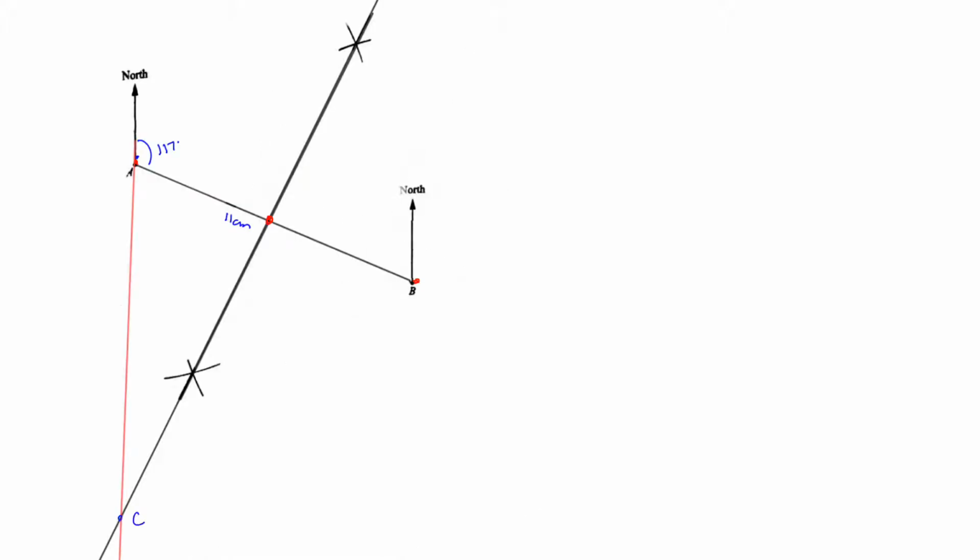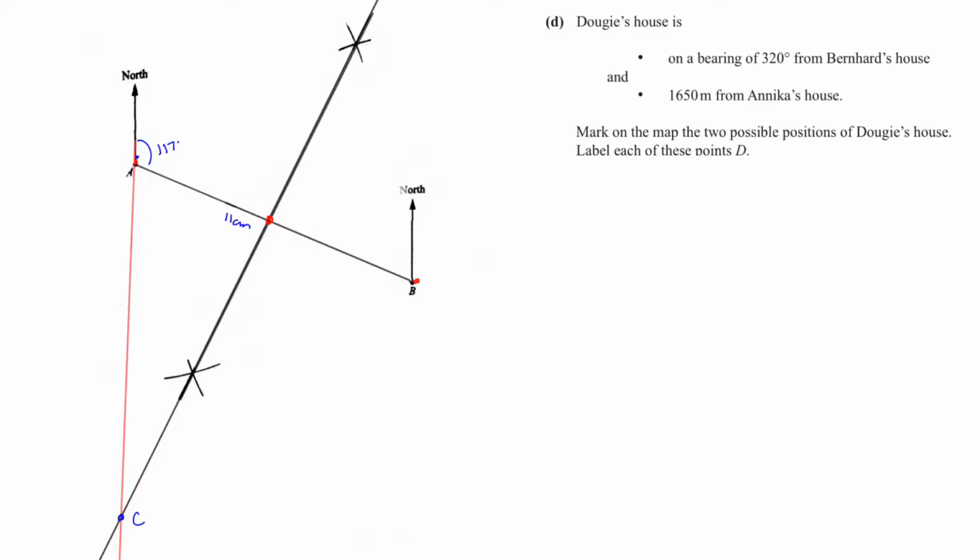So this here is Cordelia's house. Part D. Dougie's house is on a bearing of 320 degrees from Burnett's house and 1650 meters from Anika's house. Mark on the map the two possible positions of Dougie's house. Label each of these points D.